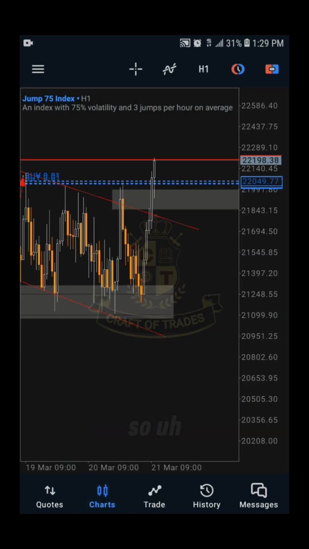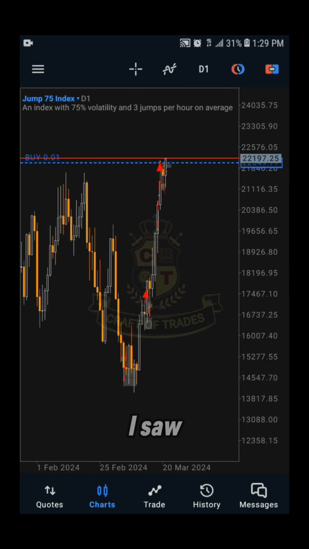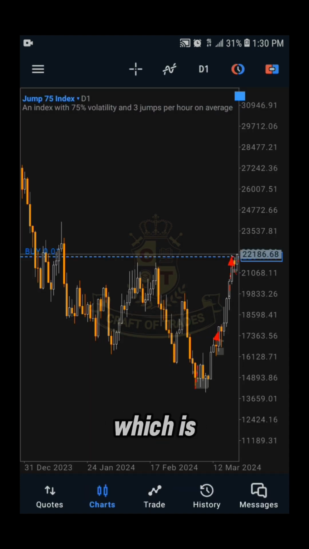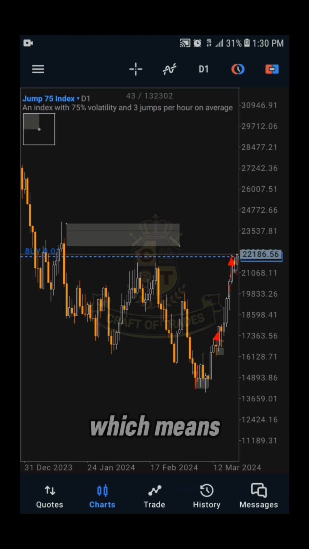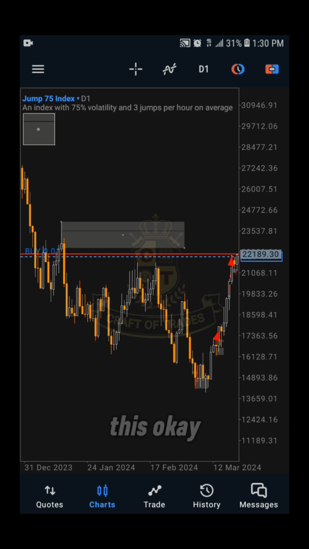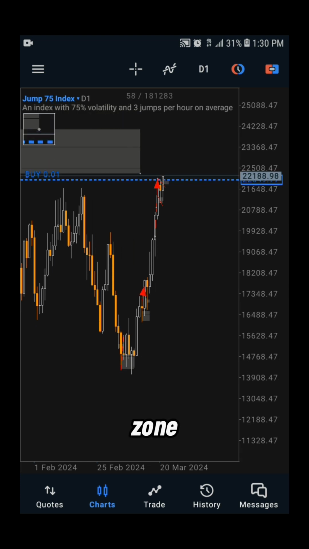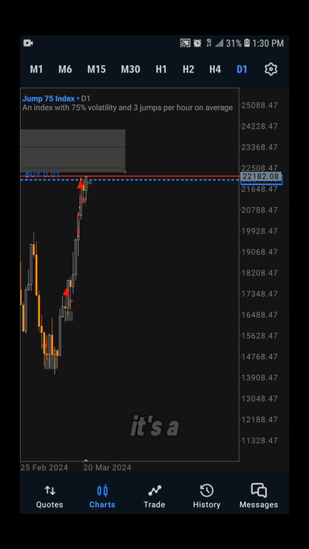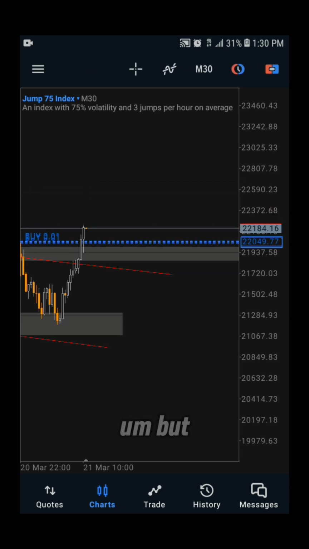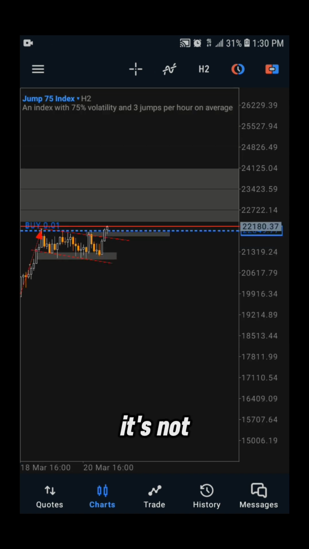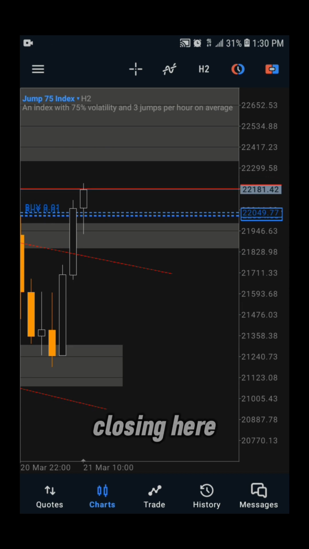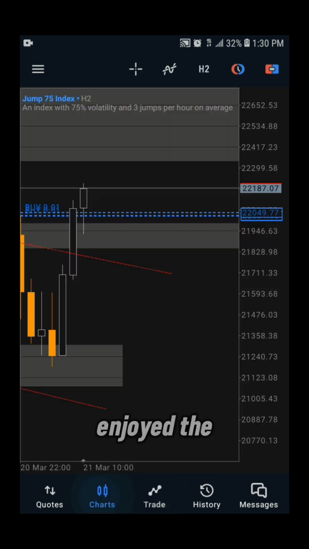I was analyzing and I saw this on my left hand side over here. There is another block right here, which is a resistance level, which means that the market will react to this zone. It's a daily time frame, but it's not far from my entry though. So I'm gonna be closing here.